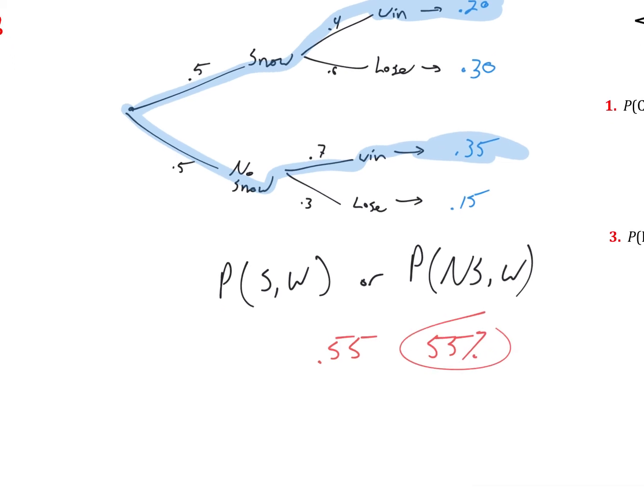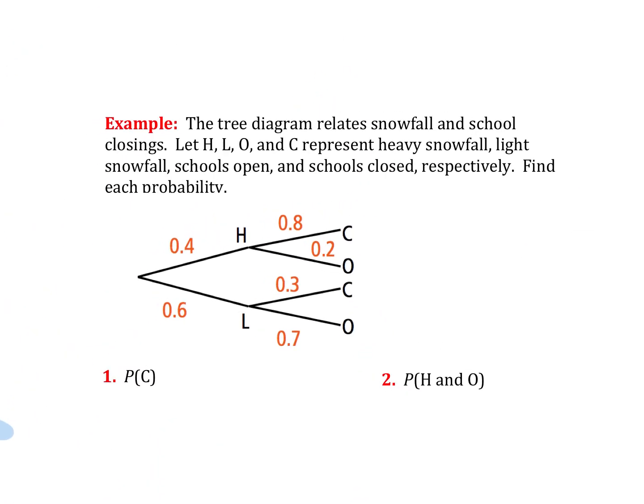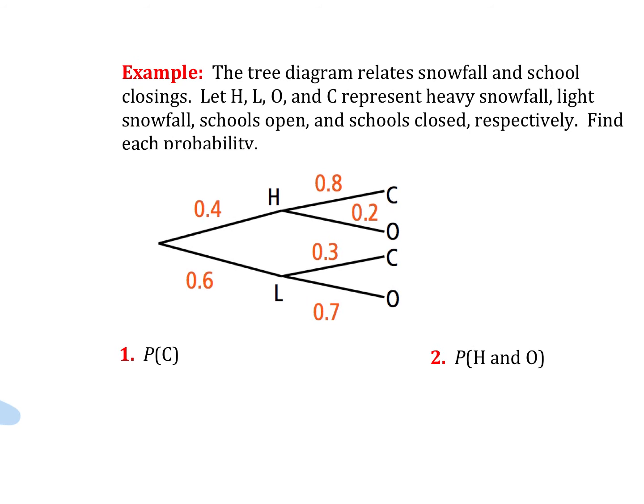All right, last and final one. Here we have a tree diagram that's already been filled out mostly for us. This tree diagram is relating snowfall and school closings. So we have H, L, O, and C: heavy snowfall, light snowfall. The H and the L talk about heavy versus light snowfall. And then the O and C represent if school is open or school is closed.